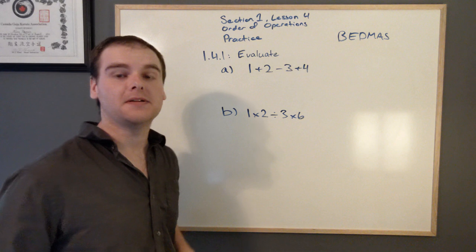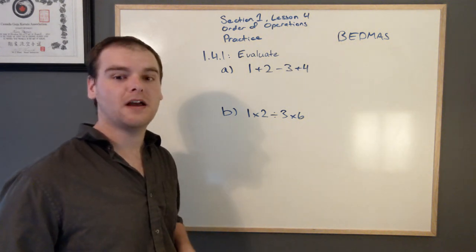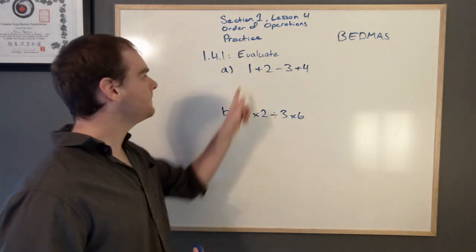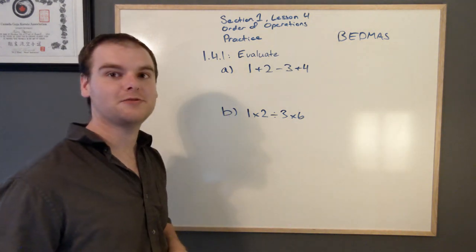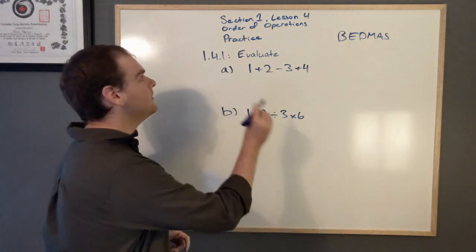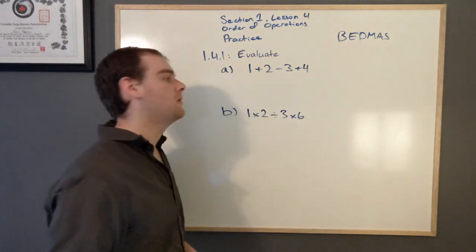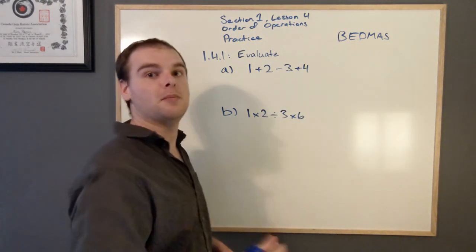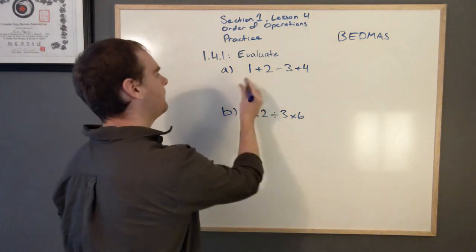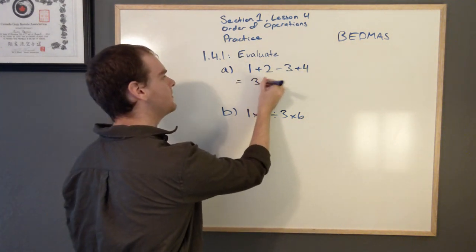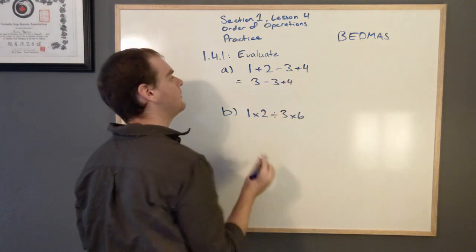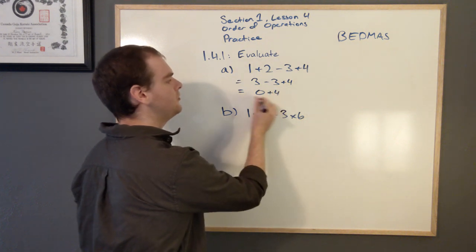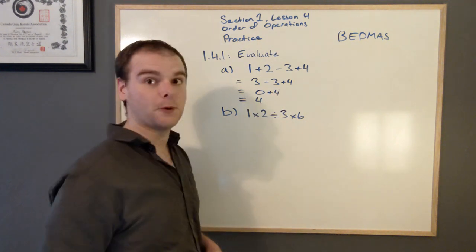So the questions today, we're just going to evaluate. We're going to do some simple problems, and then we're going to hopefully work our way up to some harder, more complicated problems. So first up, we have 1 plus 2 minus 3 plus 4. There is no brackets, there's no exponents, there's no multiplication, there's no division, so we can just jump right to addition and subtraction. Remember, left to right, the order they come in. So, first, 1 plus 2 is 3. 3 minus 3 is 0. 0 plus 4 is 4.